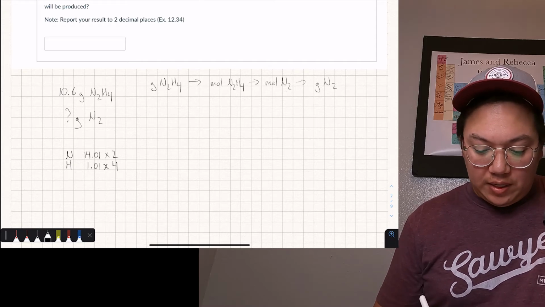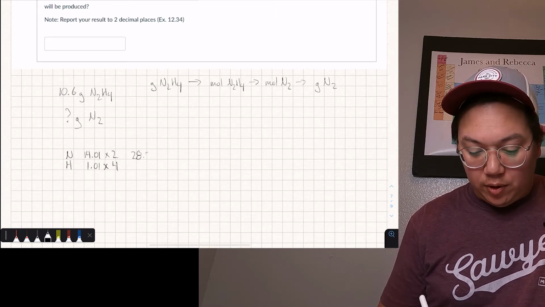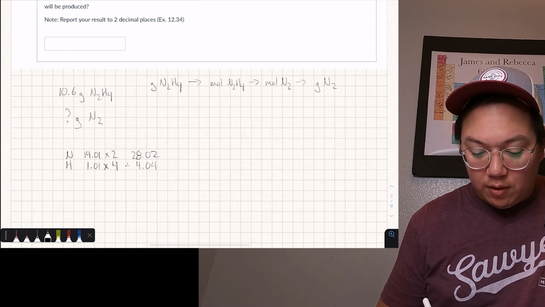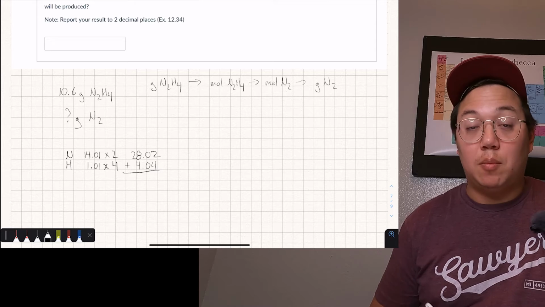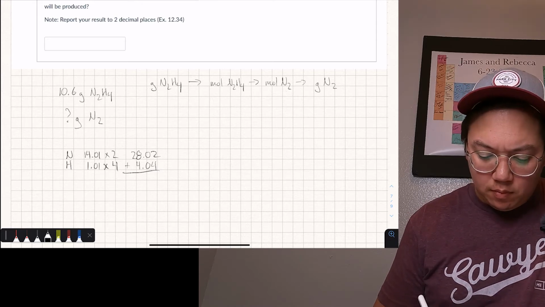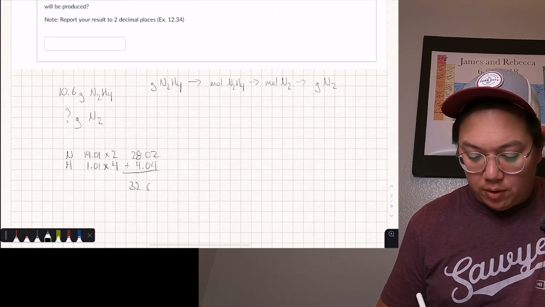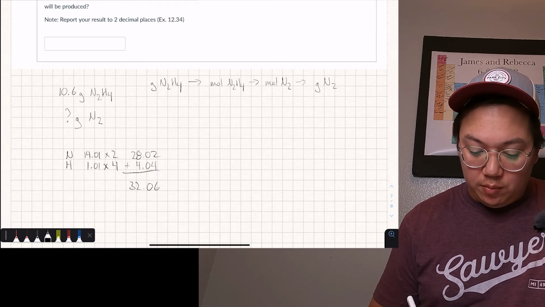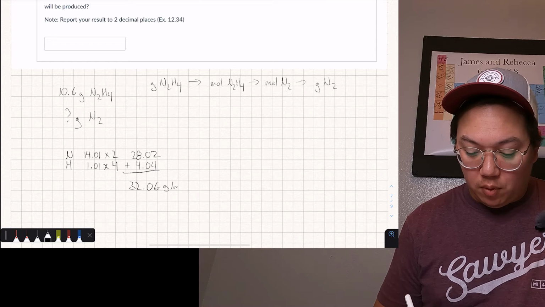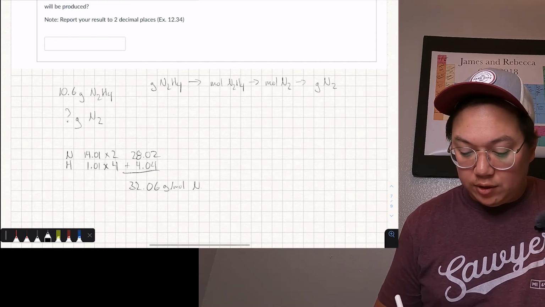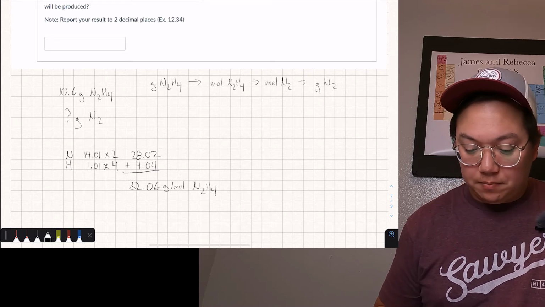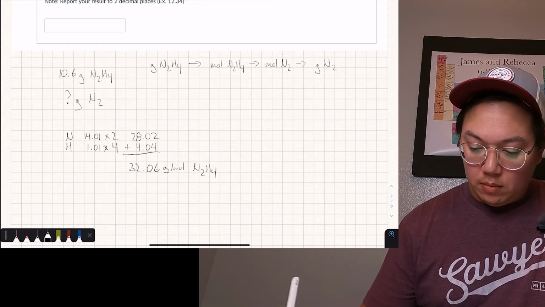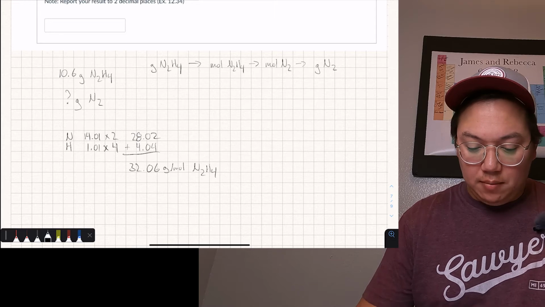So then this becomes 28.02 and 4.04. And then we add those together to get our molecular mass, and we'll get 32.06. So this is 32.06 grams per mole of dinitrogen tetrahydride. So that is the first one that we're going to need.